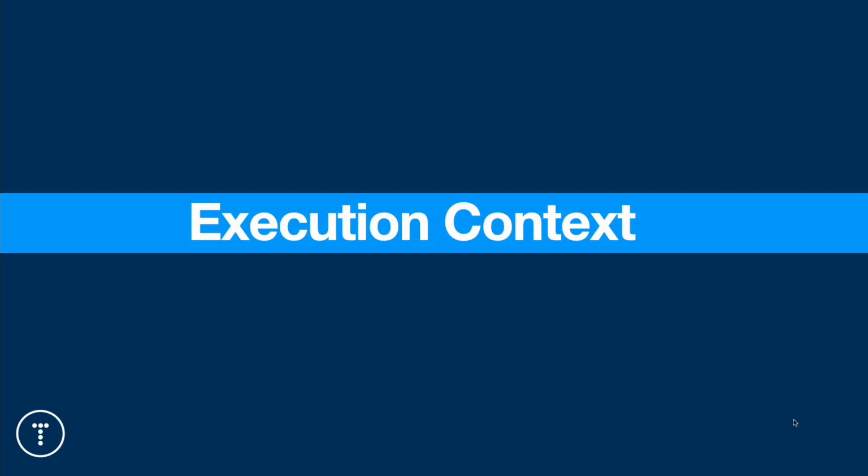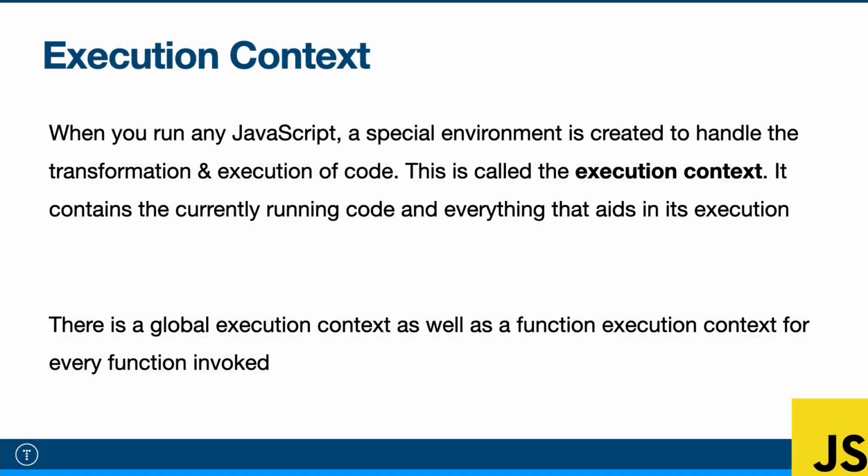All right. Now, as far as what this is, the execution context is a special environment that's created by the JavaScript engine in the browser, or if you're using Node.js, the engine that Node.js uses, which is the V8 engine. And this special environment includes the currently running code and everything that aids in its execution. When it's first created, that's called the global execution context. You can think of it as like the global scope. And then anytime you invoke a function, that function will have its own execution context that'll last for the span of the function. When the function's done, then that function execution context is done.